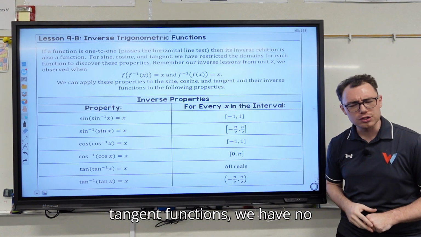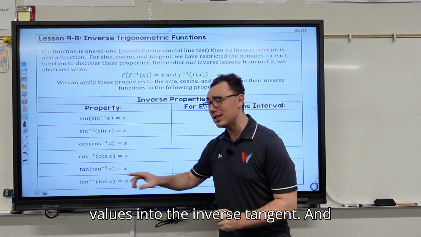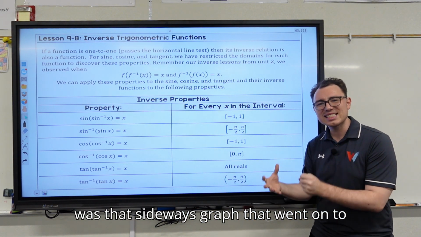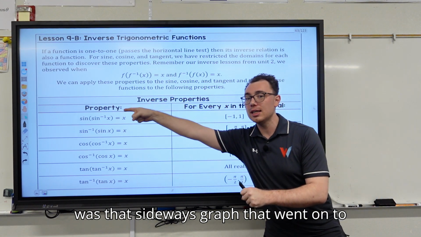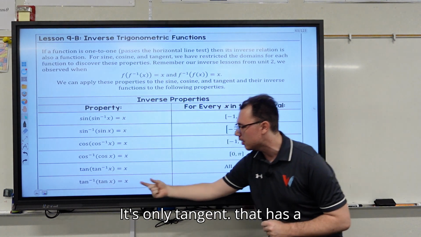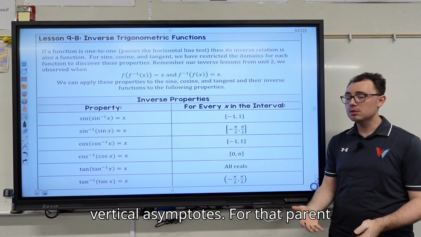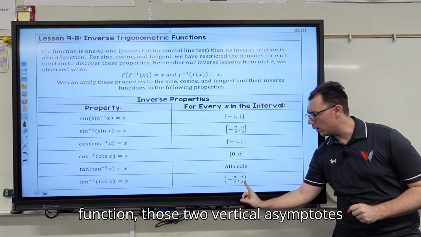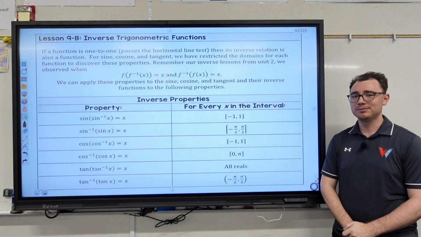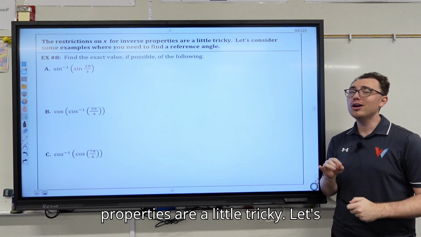Now for tangent functions, we have no restrictions when it comes to plugging in values into the inverse tangent. And remember, that inverse tangent function was that sideways graph that went on to -infinity and positive infinity. It's only tangent that has a restriction between both of those vertical asymptotes. For that parent function, those two vertical asymptotes occur at -pi/2 and positive pi/2. The restrictions on x for inverse properties are a little tricky.